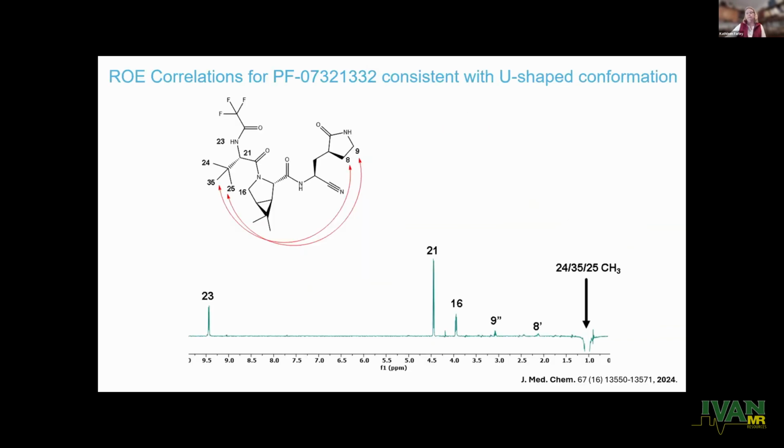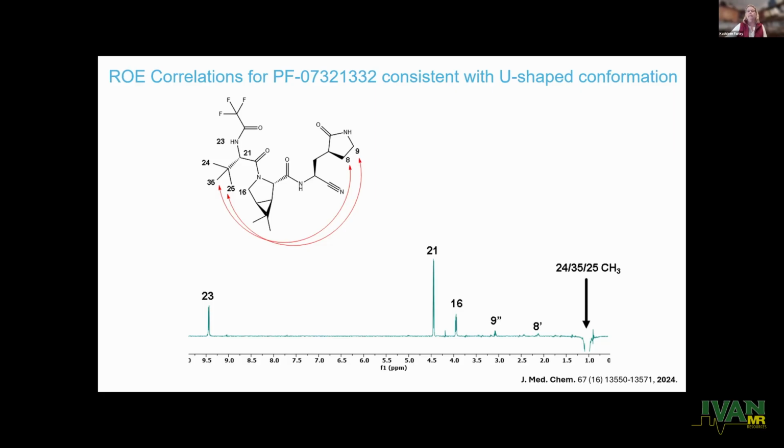One of the things that we did pretty quickly for a lot of these compounds is to look at ROE correlations even before we determine the RDC structure. And in this case, it's because we saw very long range correlations, this is kind of a peptidic molecule, irradiating the methyls here. We saw correlations down to 8 or 9 pretty easily. So that was something that we could monitor.